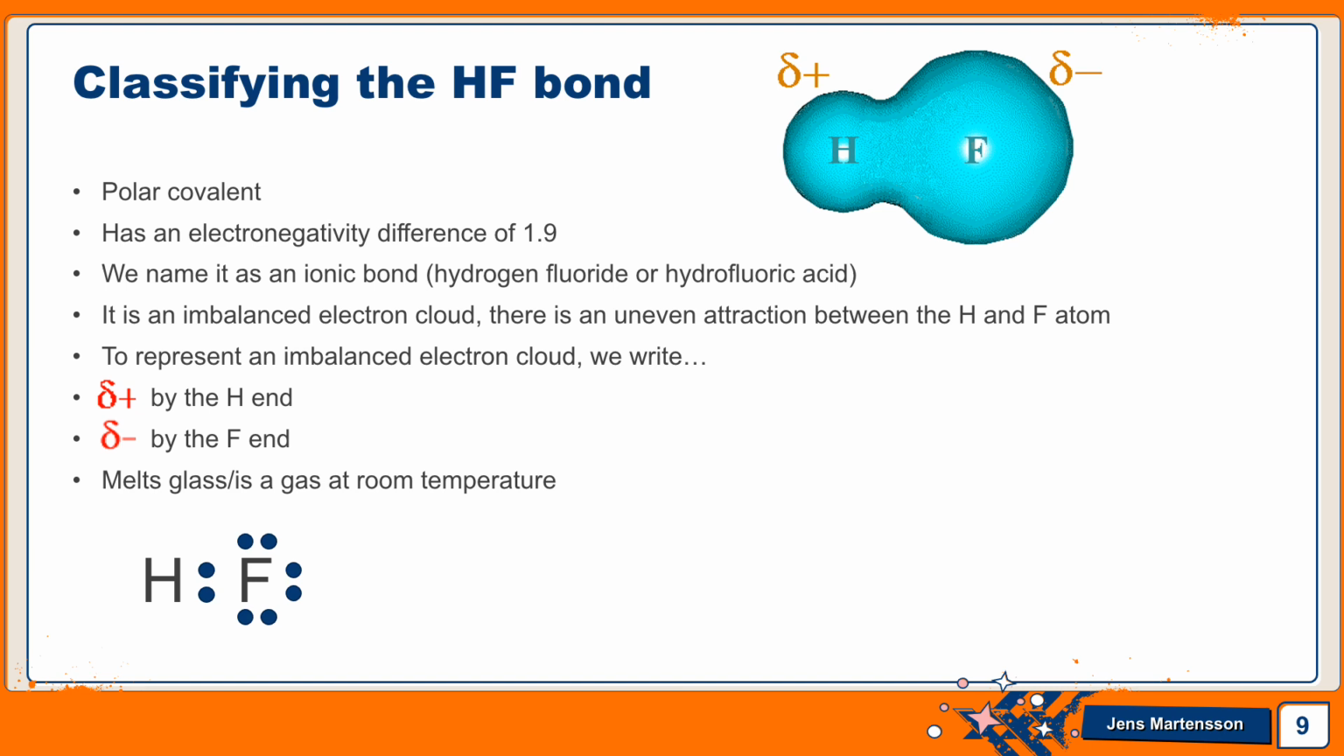To represent this, we draw this symbol here on the left-hand side by the H end to show that the molecule has a slightly positive charge with respect to the F end, and this negatively charged symbol here on the right-hand side to show that the molecule has a slightly negative charge with respect to the F end. Hydrogen fluoride is actually a compound that can melt glass, which is quite interesting. And the physical property is that it is a gas at room temperature. And when we were looking at our physical properties, we saw that covalent bonds are gases at room temperature, which is why it is considered also polar covalent.